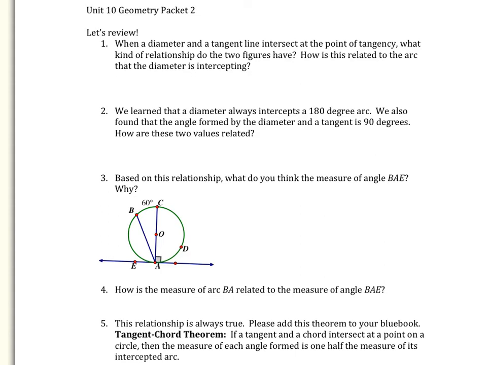All right, hopefully, for number 1, you remembered that a diameter and a tangent line always intersect perpendicularly. So we know that whenever we have in a circle a diameter and a tangent line, we always get 90-degree angles. Now it asks, how is that related to its intercepted arc? Well, the intercepted arc, if you have a diameter, would have to be a 180-degree arc. So we know that the arc is 2 times the angle, because the angle was 90. All right, so that kind of goes into number 2.